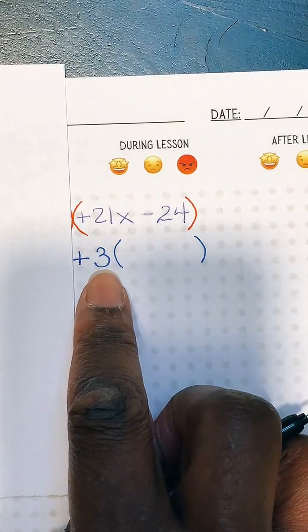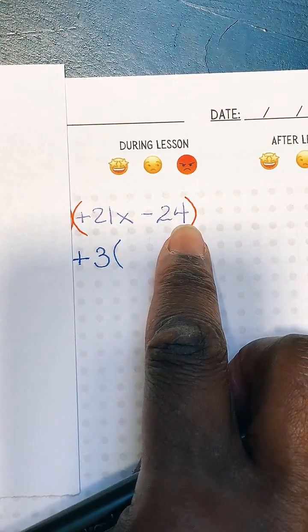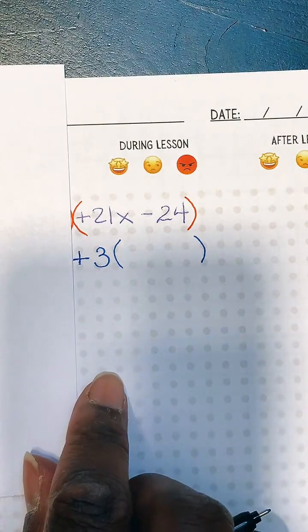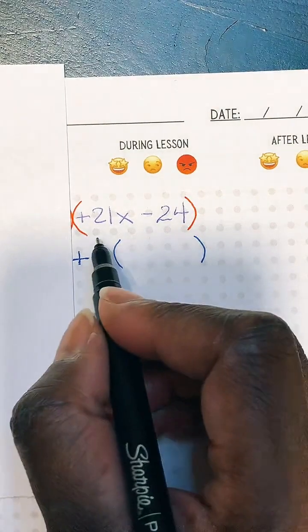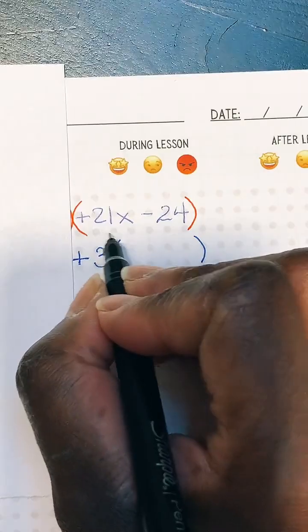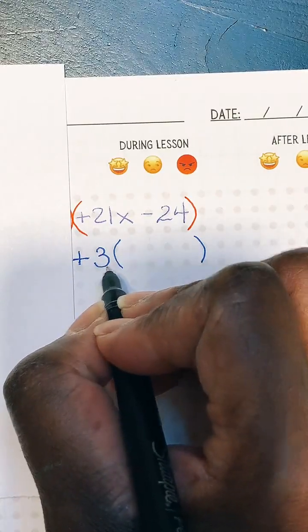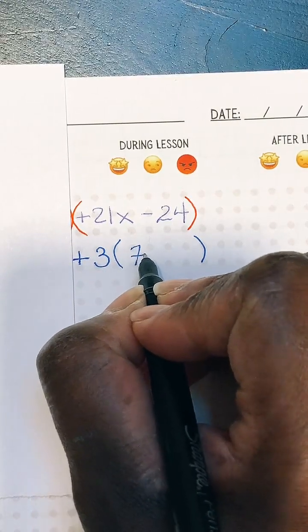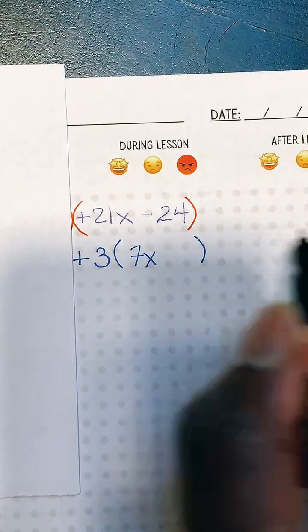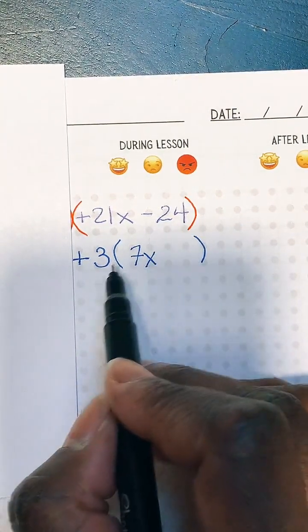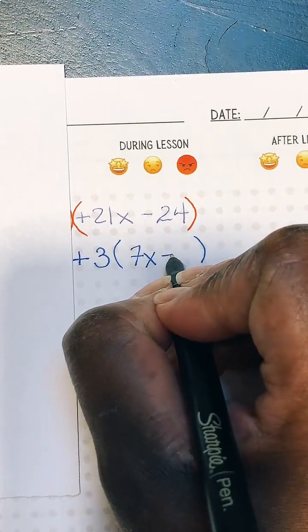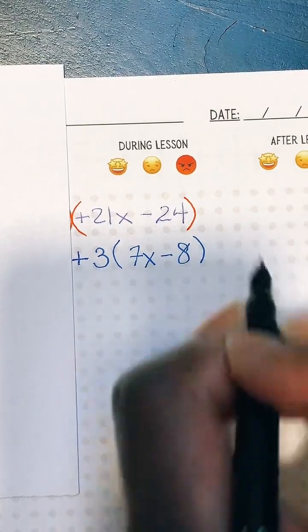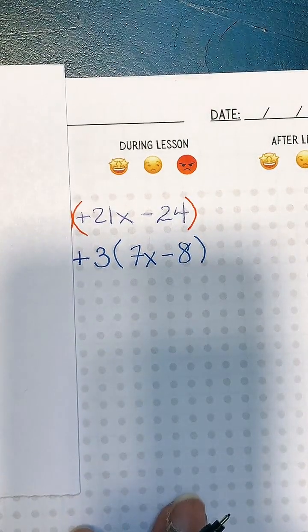and then notice it's not a 3x because that 24 does not have an x, right? So now divide, and a lot of you guys are saying it. Awesome. 21x divided by 3 gives me 7x. All right. And a negative 24 divided by 3 gives me a negative 8. We're okay?